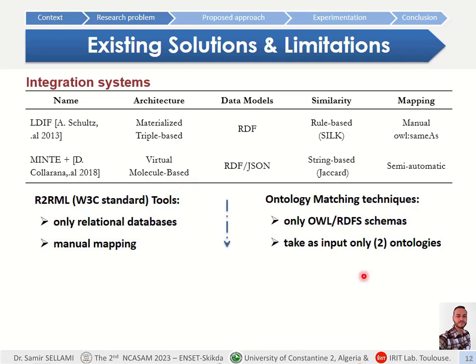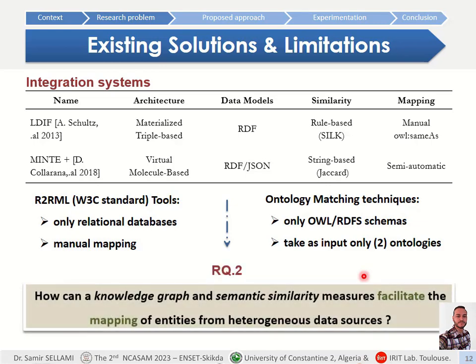On the other side, ontology matching techniques support only OWL and RDFS schemas and take as input only two ontologies. So this leads us to ask the following research question: how can a knowledge graph and semantic similarity measures facilitate the mapping process of entities collected from heterogeneous data sources?